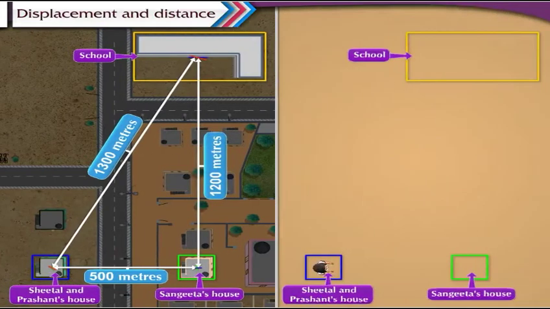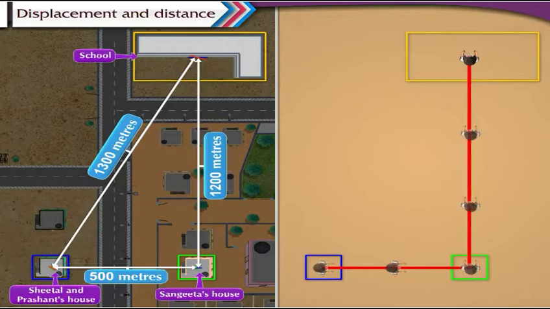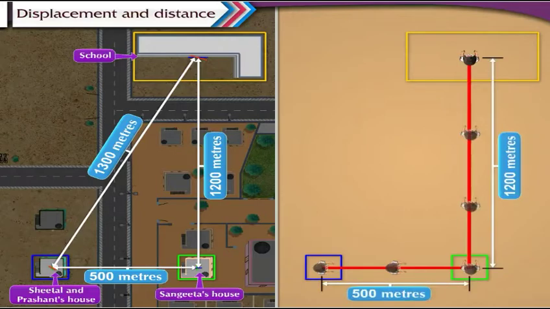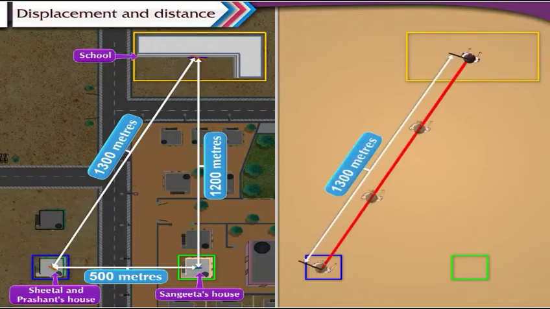On her way to school, Sheetal first went to Sangeeta's house and then she went to school. That is, she first covered a distance of 500 meters and then covered a distance of 1,200 meters. Prashant went straight from home to school. That is, he covered a distance of 1,300 meters.